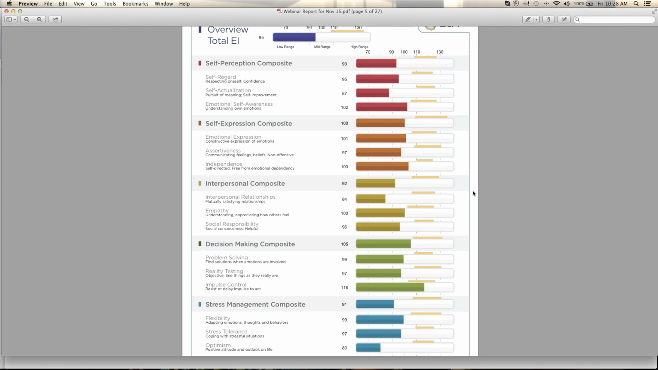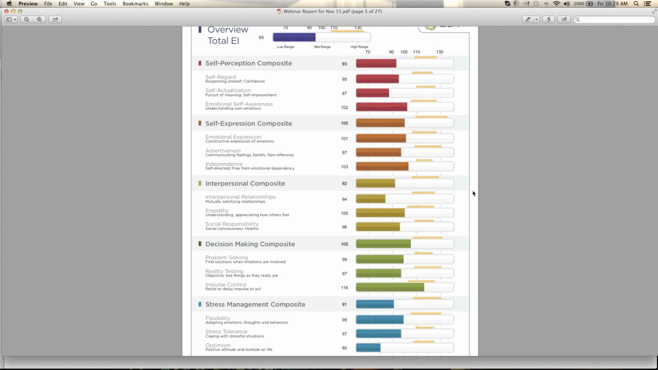The lower end of the most effective leaders is around the 108, 109 level. So that's what we're kind of shooting for. So the total EI is interesting, and it's helpful to just take a quick glance at, but it's not where we're going to spend our time in working with this individual. We actually need to look at the details, which of course are the 15 competencies.